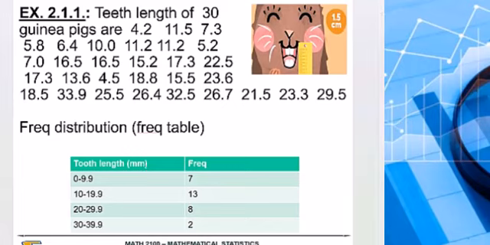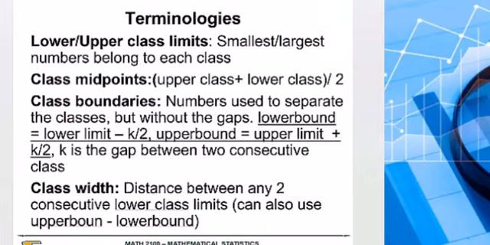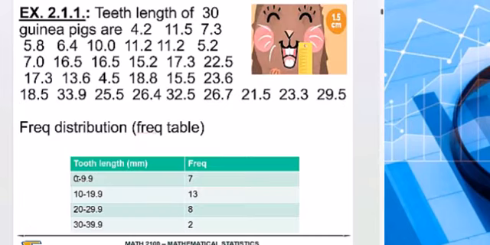So how can we build this frequency table, and what are the terminologies people use when looking at the frequency table? Here we have the terms lower and upper class limits. Basically, it's just the smallest or largest number belonging to each class. For this class, the lower limit is 0 and the upper is 9.9. For this class, the lower is 10, the upper 19.9.